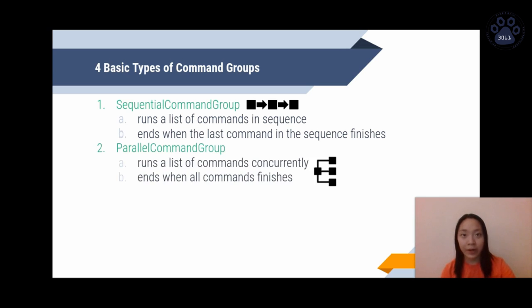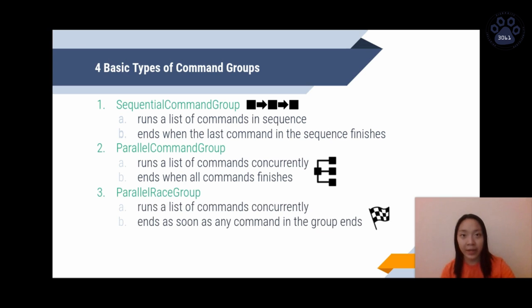A parallel command group runs a list of commands concurrently. Basically, all commands will execute at the same time. A parallel command group ends when all commands have finished. Like a parallel command group, a parallel race group runs a list of commands concurrently. However, a parallel race group ends as soon as any command finishes. All other commands will be interrupted at that point.